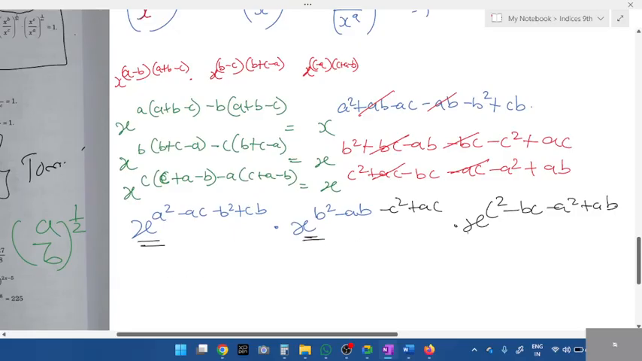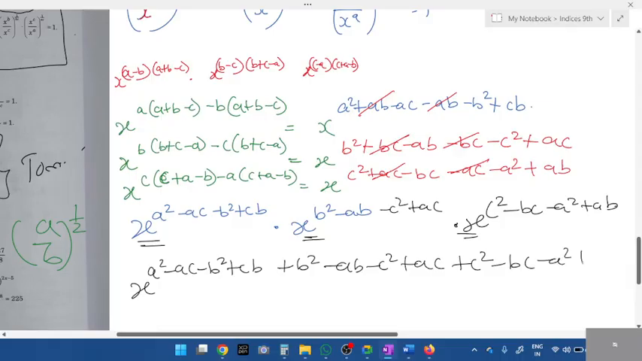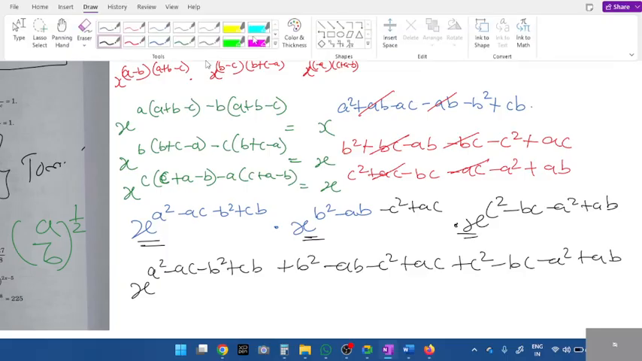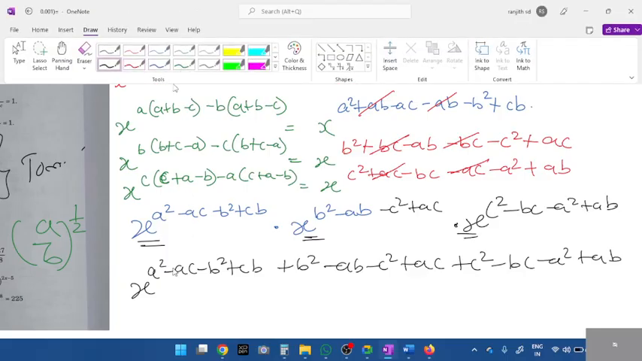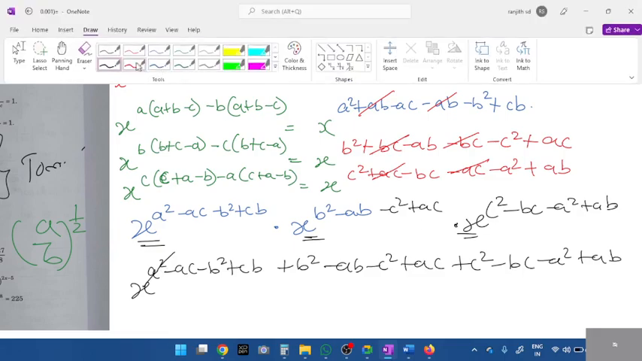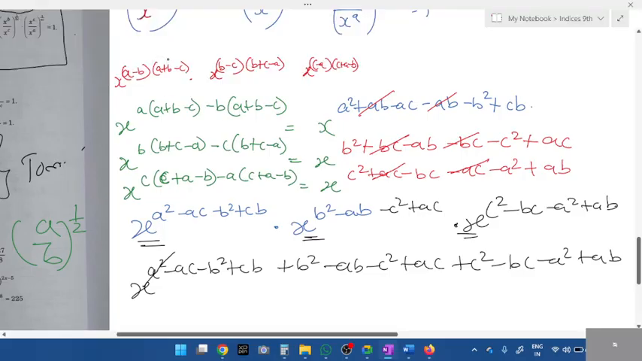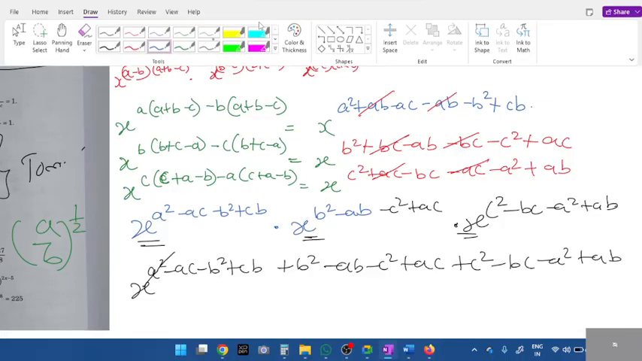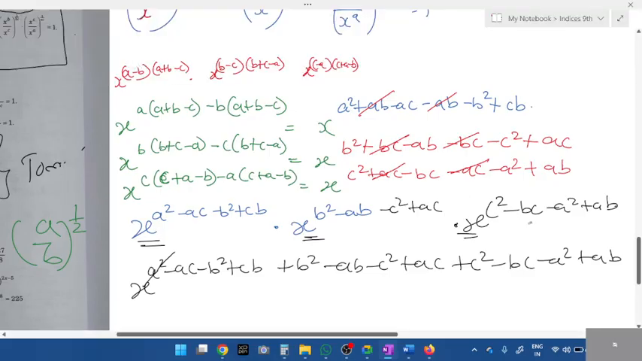All three bases are the same, and there is multiplication in between. Then what do we do? Plus B square minus AB minus C square plus AC. Next, plus C square minus BC minus A square plus AB. Yeah, tell me which one gets cancelled, students. Do we have two B squares? One plus another one is minus. Everything will get cancelled. Even in the exam, if you have written the signs wrong, don't worry, just cancel it out. Everything will get cancelled. Look here.